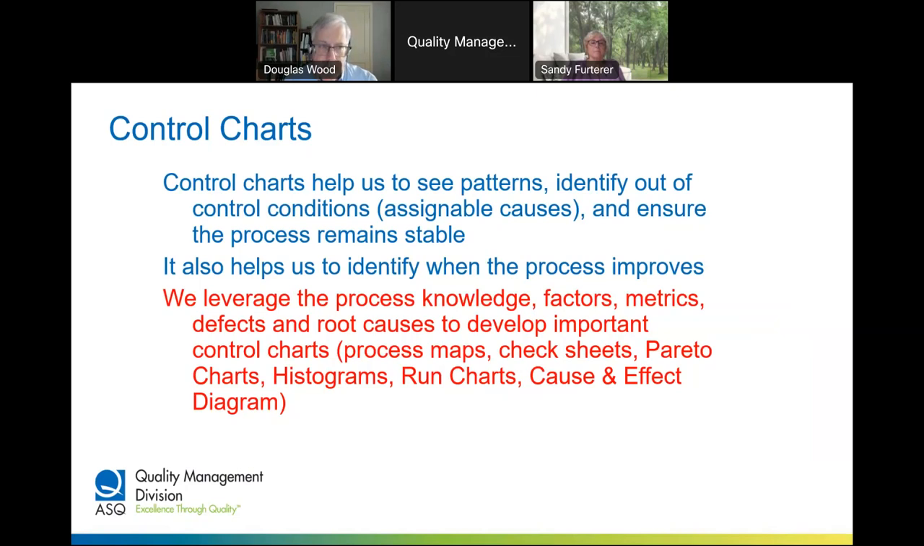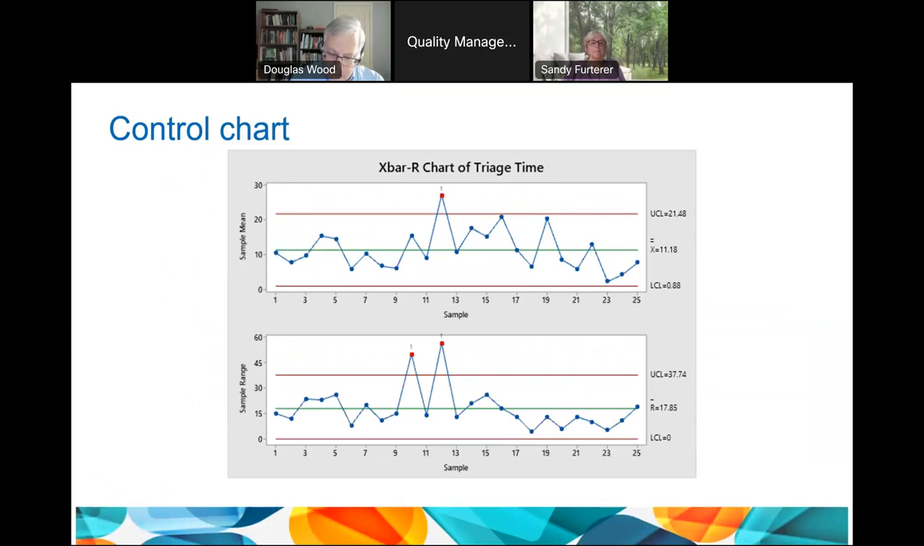So let's take a look at an example of a control chart. You'll notice here that there's a top half and a bottom half. The top chart shows the averages of 25 different samples. Each dot was a sample of triage times listed in the order that they happen. And the bottom chart shows the ranges in those same 25 samples. You see, your process can go out of control two different ways, either by averages, too high or too low, or by ranges, too small or too large. The red lines here are not specifications on our triage process. Don't put specification lines on a control chart.